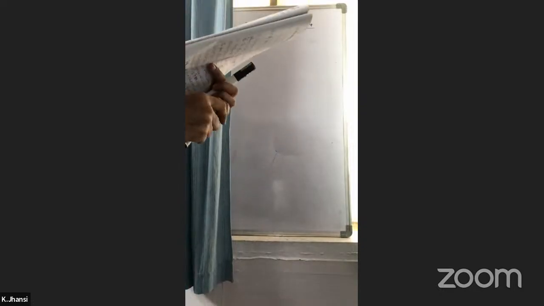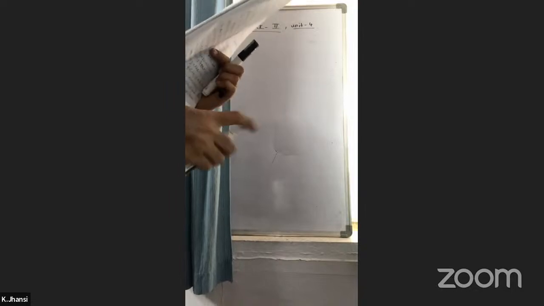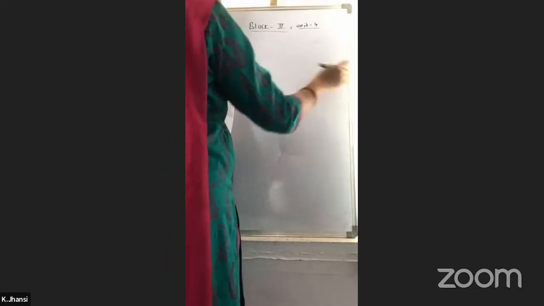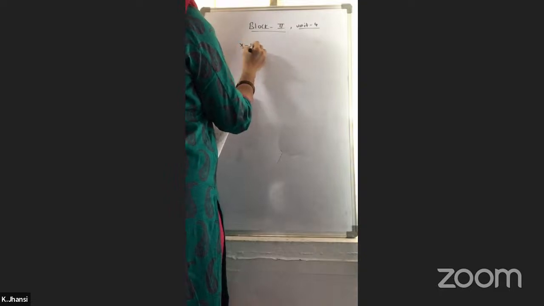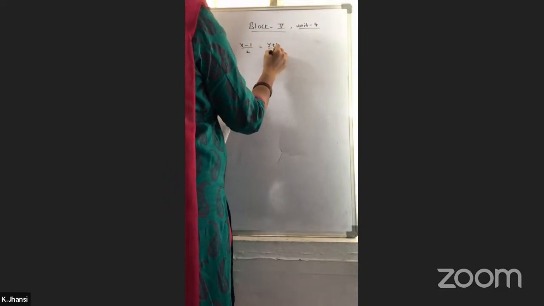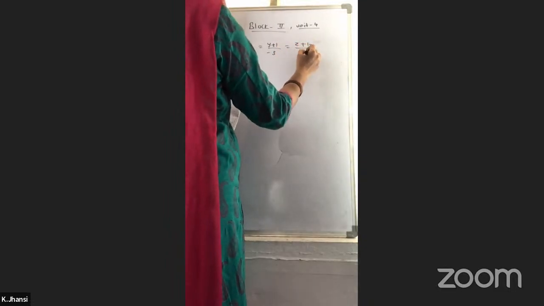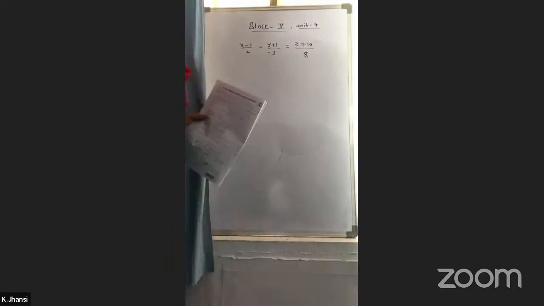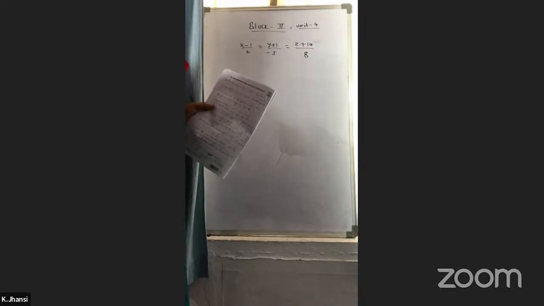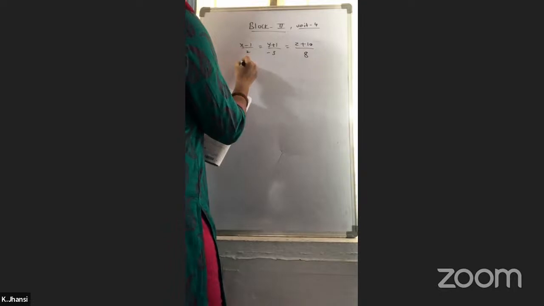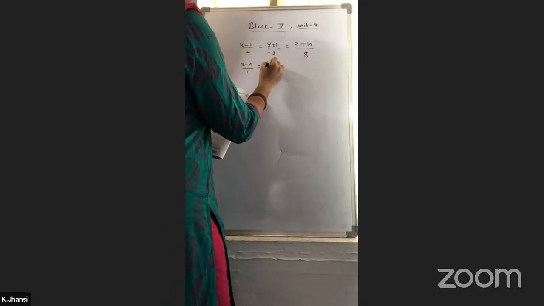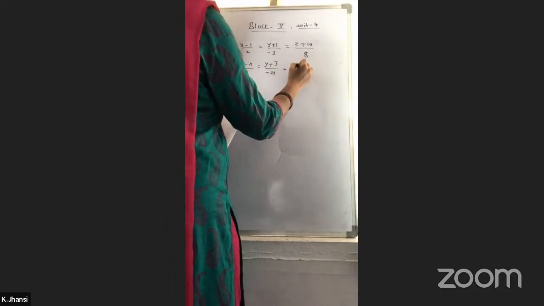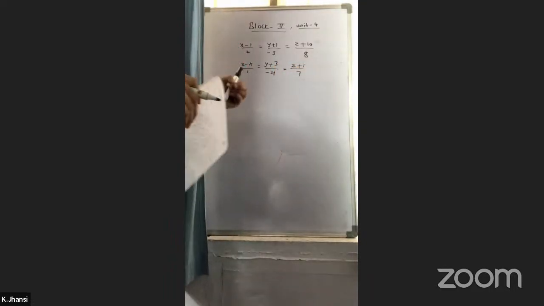That is to prove that the lines (x minus 1)/2 equals (y plus 1)/minus 3 equals (z plus 10)/8, which we did yesterday, and one more line, (x minus 4)/1 equals (y plus 3)/minus 4 equals (z plus 1)/7, are coplanar. We have to show that these two lines are coplanar.